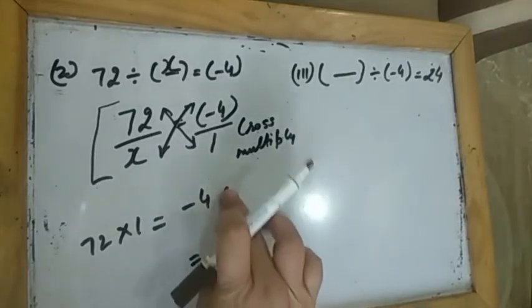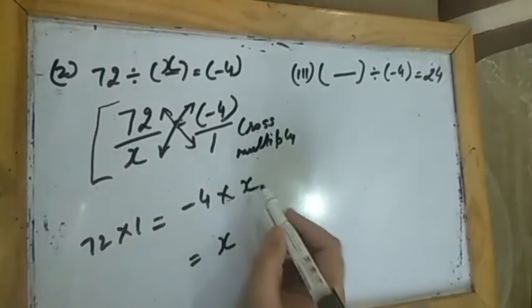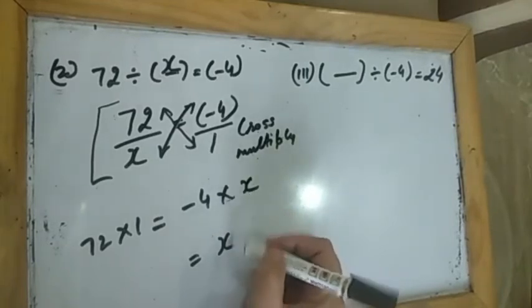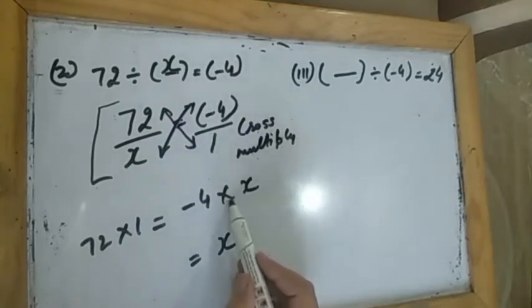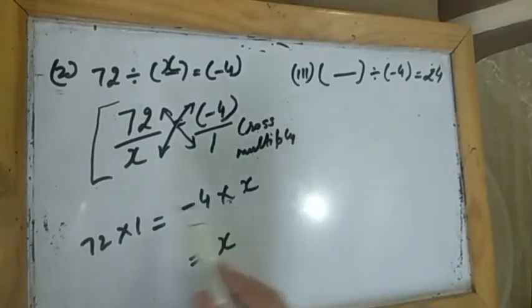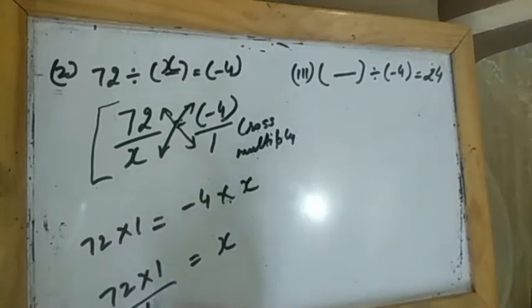So minus 4 multiplied by X. To find the value of X, I will shift this minus 4 to this side. Now here it is multiplication, so when I shift it to the other side, it will become division. Now you solve this.